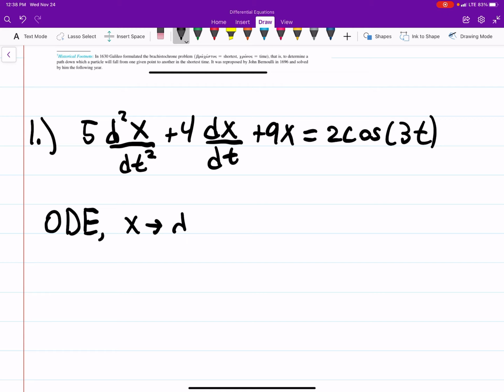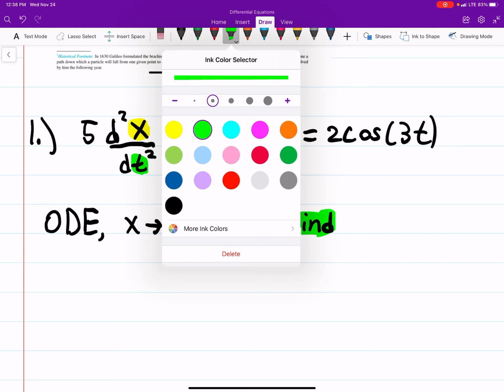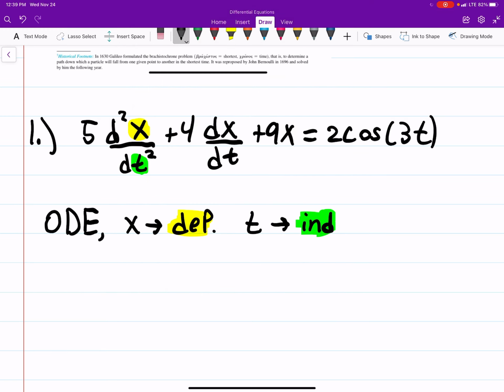x is your dependent variable, and t is your independent variable. The question didn't ask for that, but it might make sense to label that. Its order, it's a second order, and that's from the highest derivative being a 2. So it's a second order.